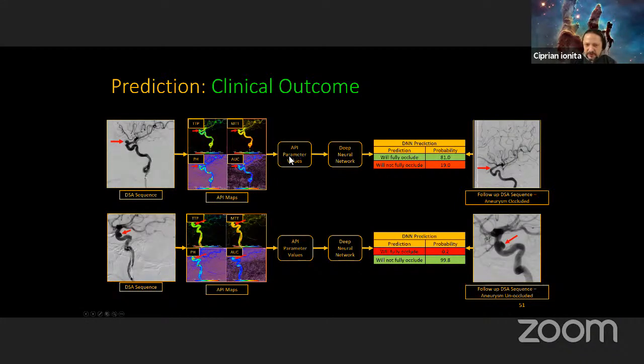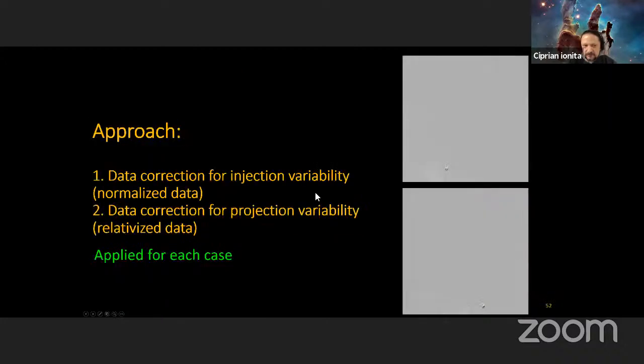The first module of the AI takes the data, passes it through a deep neural network, makes the prediction, and then here it says with an 81% probability that this aneurysm is going to occlude. And in this case in here, it said with 99.8% probability or confidence, this aneurysm is not going to occlude. And indeed, when we looked at the 6 months follow-up, the aneurysm was there intact.